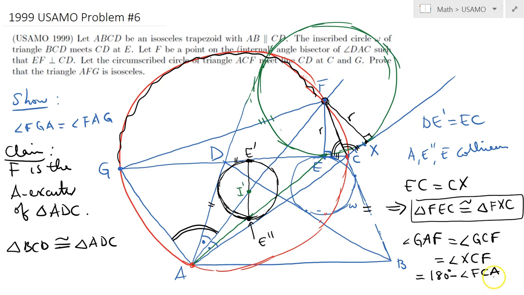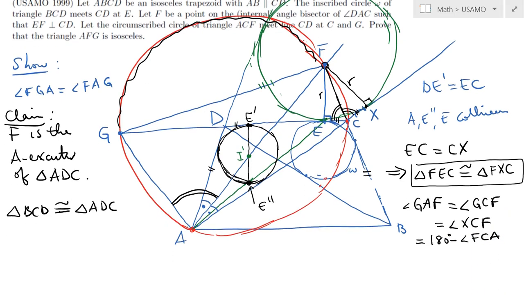Now notice that GACF is a cyclic quadrilateral, and as a result, FCA, which is opposite to the angle FGA, is equal to FGA, right? Does that make sense? Because you have four points cyclic, this is a condition of being cyclic. And boom, we have the desired result.